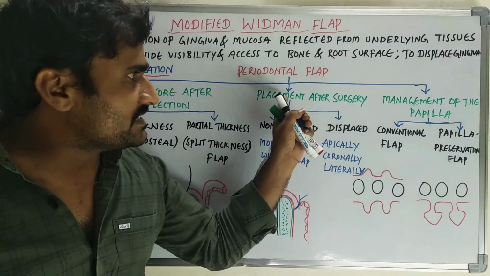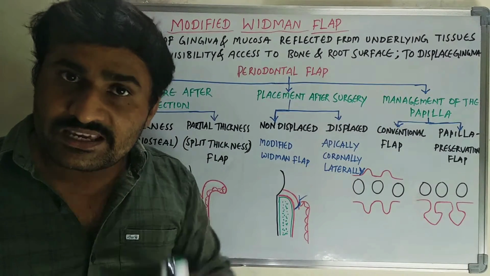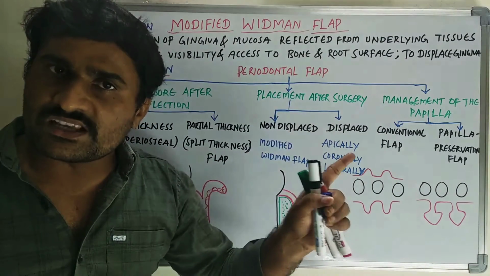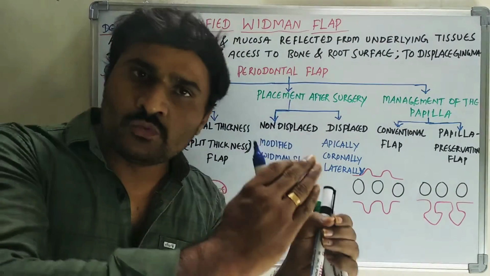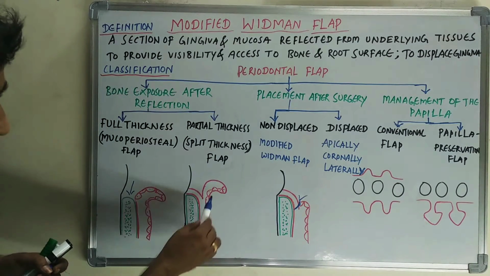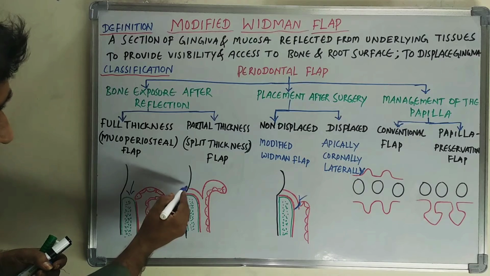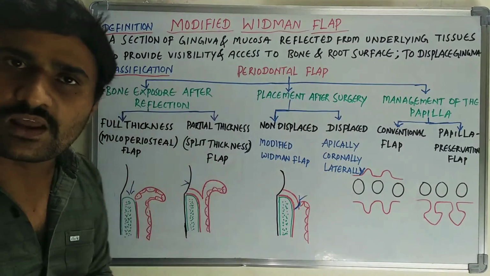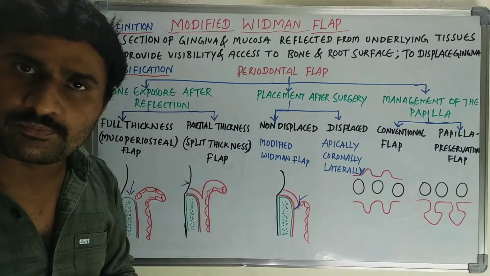And the second criteria is placement after surgery. Is it non-displaced or displaced? Non-displacement is nothing but the flap is returned to its original position and sutured. Right? In this case, this elevated flap, if it is returned here and sutured, then it is called a non-displaced flap. Example, modified Widman flap.